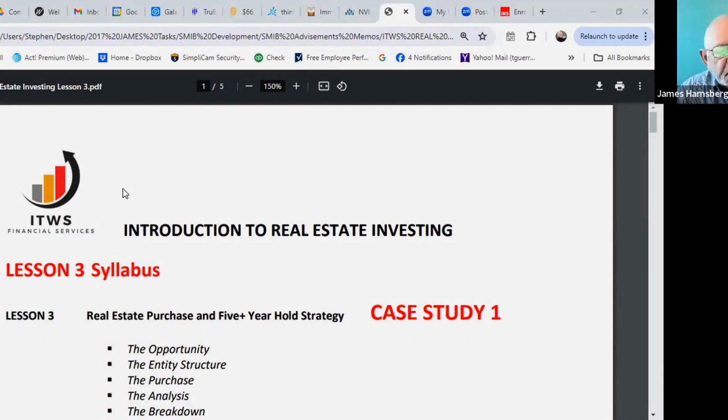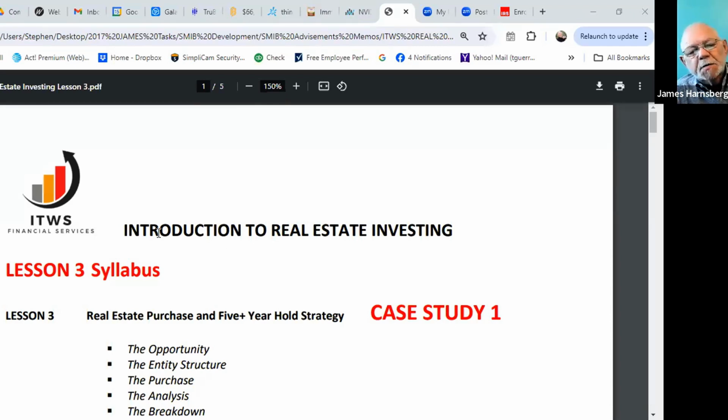Going to get started here on lesson 3, the introduction to real estate investing. And I think what I want to do is just frame the importance of this lesson, focusing on the entity structure, which we're going to cover and go back and do a little bit of review. And then the 3 metrics of measure that we're going to review on case study number 1.